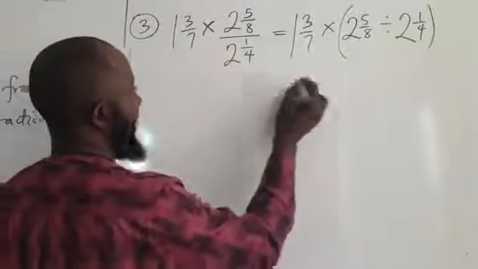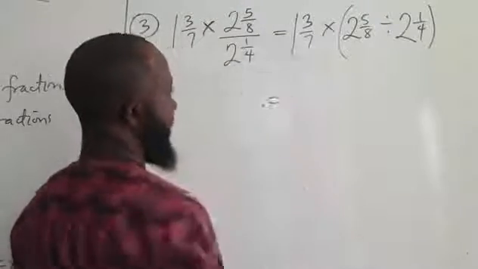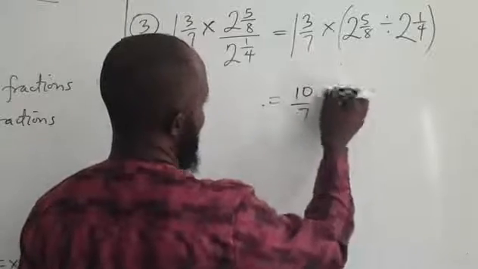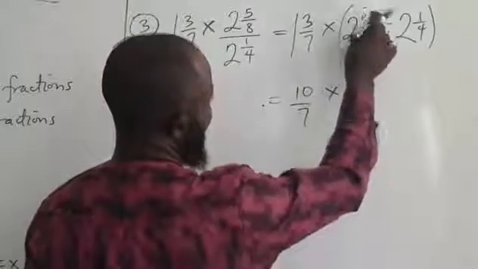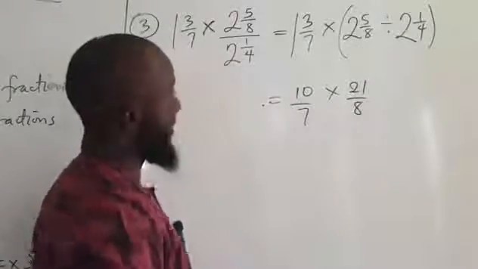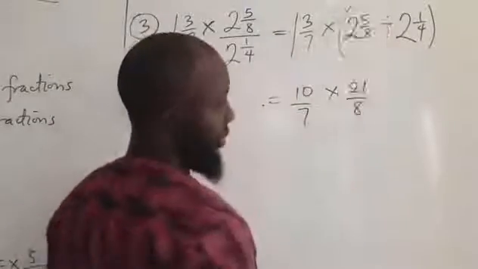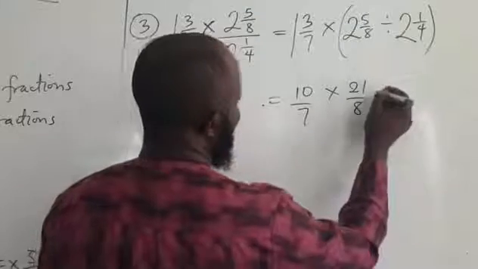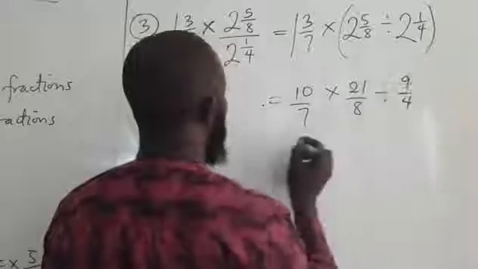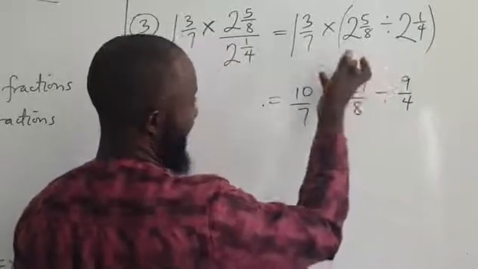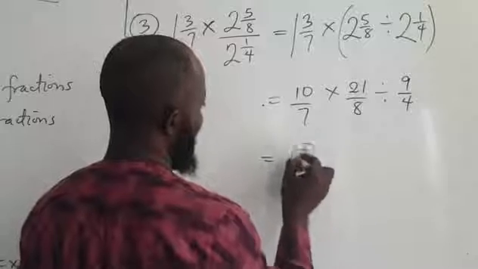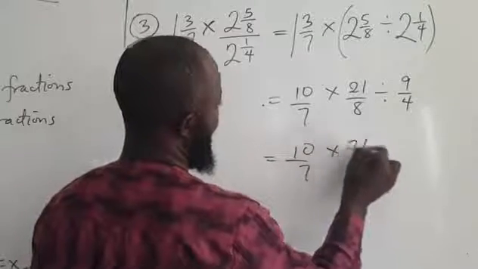In this case, change everything to improper fractions. This is 10 over 7 times, this one will be 21 over 8. 2 times 8 is 16, 16 plus 5 is 21. Divided by 8, that is 9 over 4. I can see that I've removed the brackets. Good, because it's division and multiplication, so we can have 10 over 7 times 21 over 8.